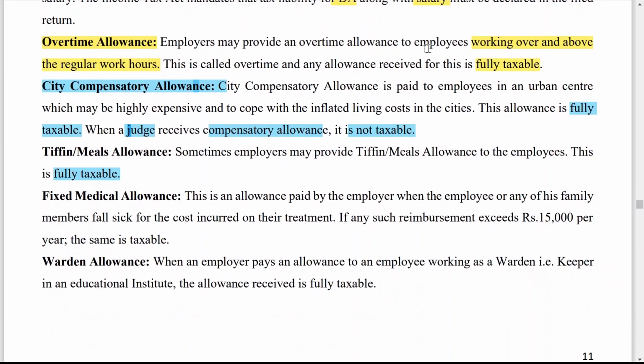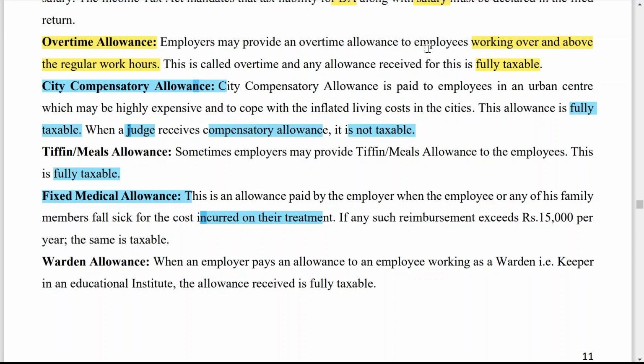Now the next one, fixed medical allowance. This is an allowance given by the employer when the employee or his family member falls sick, for the cost incurred on their treatment. If any such reimbursement exceeds rupees 15,000 per year, the same is taxable. So up to 15,000 it is not taxable, but if such reimbursement is more than 15,000, then it is fully taxable.